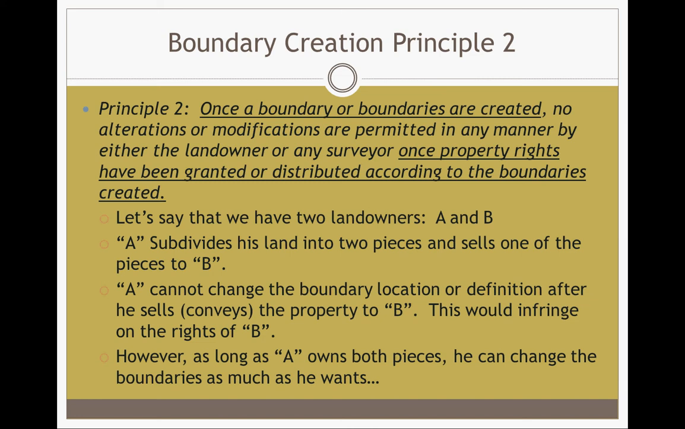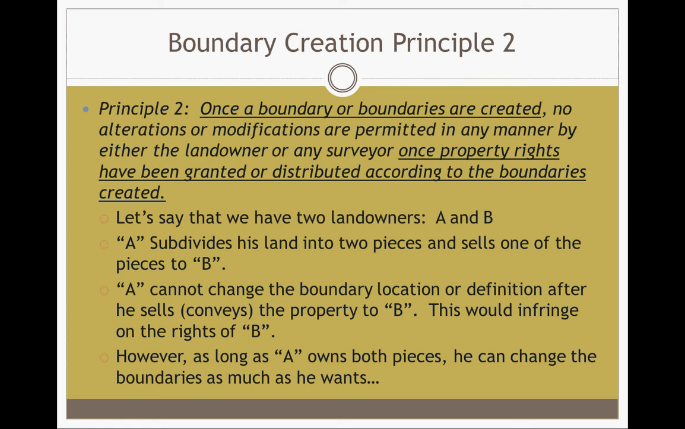A owns the land, and A decides to subdivide his land into 2 pieces. He sells one of the pieces to landowner B. So now landowner A, once he's sold this land to B, he cannot change the boundary location, because what he's done is he has sold the property to B. If he moved the boundary location, it would now infringe on the rights of B.